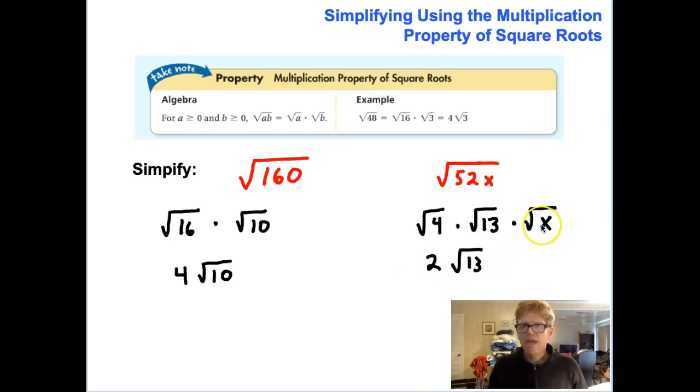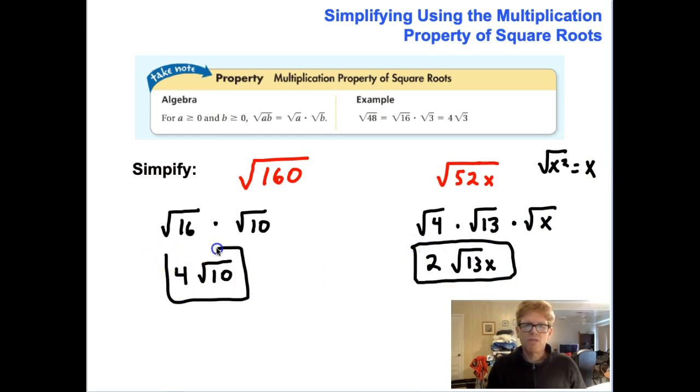And since we have x all alone out here by himself, the square root of x is going to be kind of weird too, so we'll just write that as the square root of x. Now, if it was x squared underneath there, what would that be? Well, that would be x. So we could then take that out, and we're going to look at that next. But for right now, your answer is 2 times the square root of 13x, all using the multiplication property of square roots.